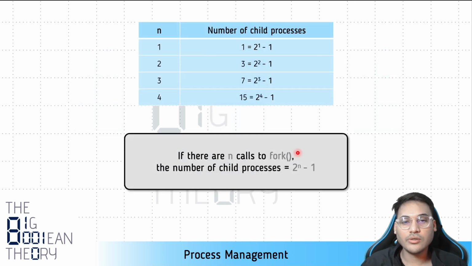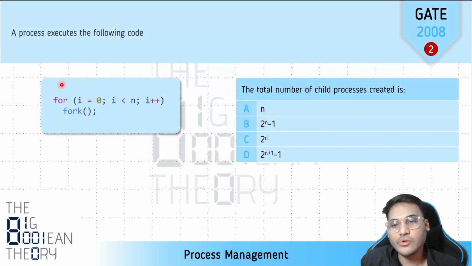And now coming back to the question. Let's go back to this piece of code. The question is asking that if there is a piece of code that has n fork statements, right? I'm saying n fork statements.